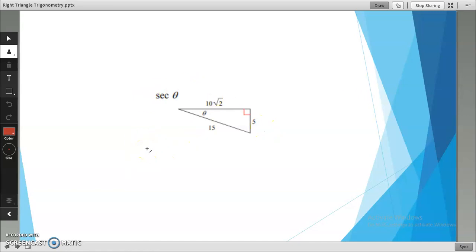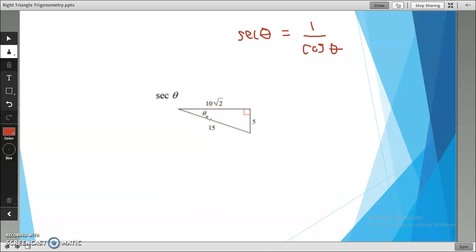Now we were tasked with something a little different. They want us to find secant of our theta. We have all of our sides here. And so if you recall, secant theta is equal to 1 over cosine theta. So how about we just find cosine theta first? I think that's a good idea. So here I have my theta.